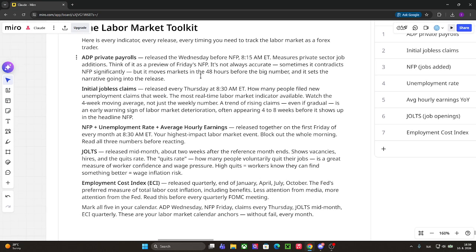Initial jobless claims, released every Thursday at 8:30 a.m. Eastern Time. How many people filed new unemployment claims that week? The most real-time labor market indicator available. Watch the 4-week moving average, not just the weekly number. A trend of rising claims, even if gradual, is an early warning sign of labor market deterioration, often appearing 4 to 8 weeks before it shows up in the headline NFP.